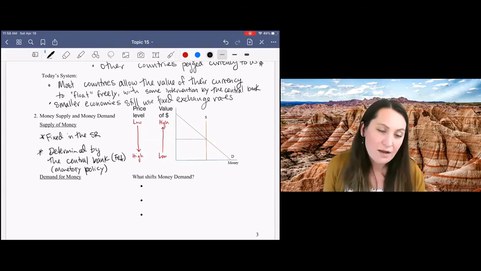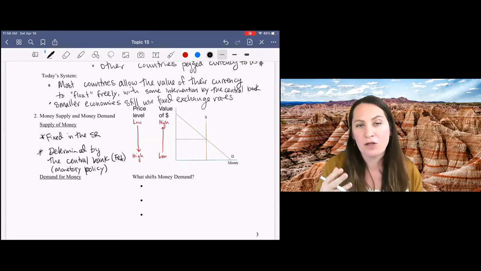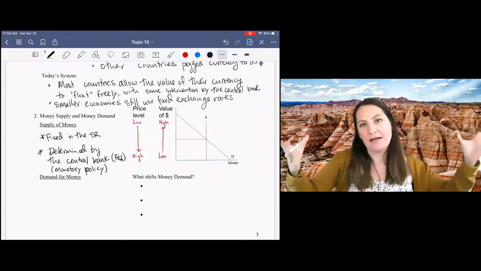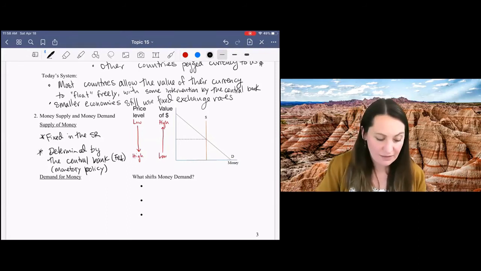So demand for money is downward sloping because the lower the value of money, the more money I need to buy the stuff I want to buy. The only reason I hold money is to buy stuff. If prices are really high, I need to hold a lot of money to buy all the stuff I want to buy. So that's why demand for money is downward sloping.